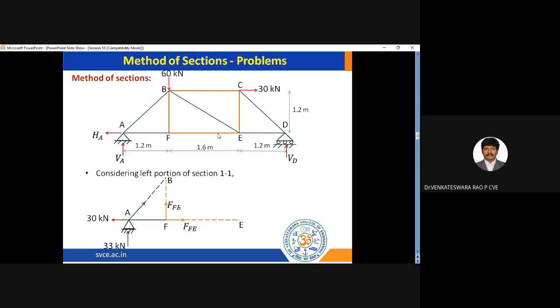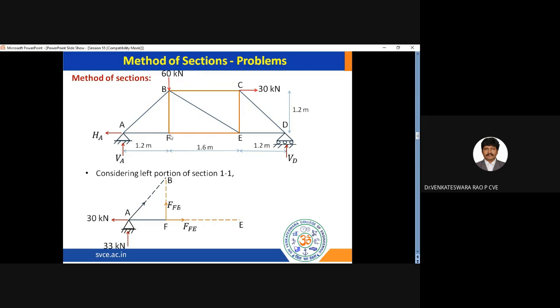And initially, I already told you one section line here, which is in the middle, which is passing through BC, BE, and FE. So in that also, we could calculate BC and FE. But if I take a section line here, I can calculate FE member. If I take another section here, I can calculate CB also. So with this one inclined section, and here also another inclined section, these two sections are enough to calculate all these four member forces, that is BF, FE, CE, and CD. And the middle section line, I already said at the beginning, that is not required.